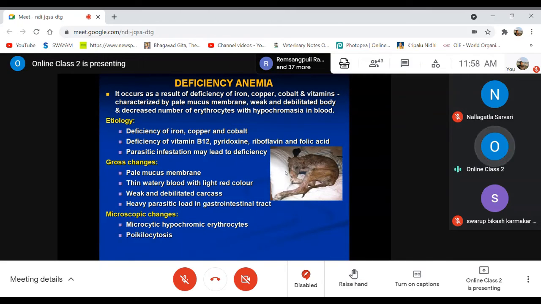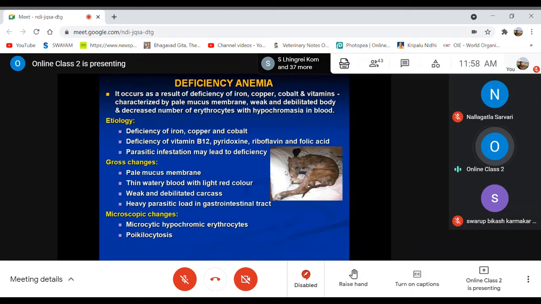And the animal will be very weak, with a debilitated body condition, and a decreased number of RBCs with hypochromasia, meaning reduction in the concentration of hemoglobin, giving less color to the RBCs when you check the blood, right?